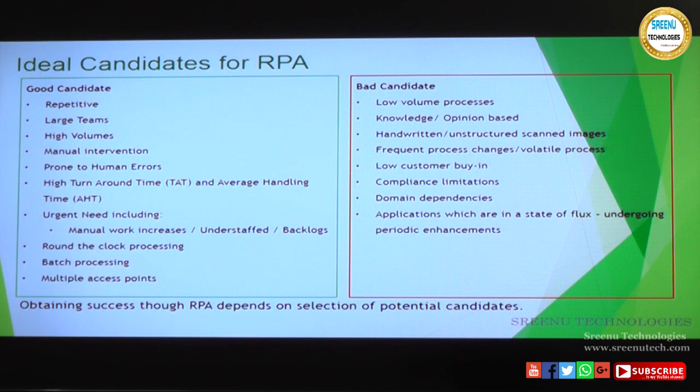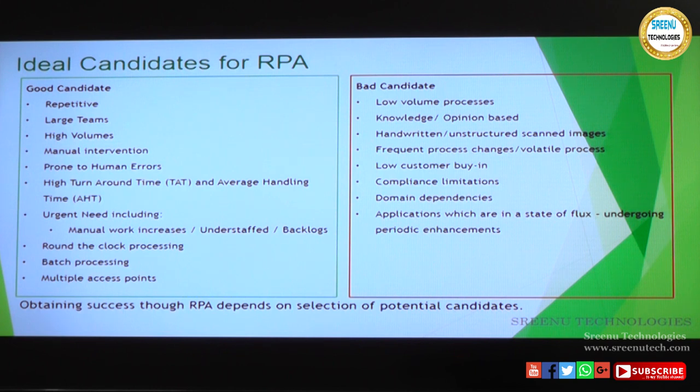And next is high volumes. I think we already covered this: if volumes are very high, RPA is no doubt the best tool. Manual intervention: when multiple manual interventions are there, where a human is required to do some processing, or is doing repetitive work, or continuously needs to monitor something, there also RPA can be employed. And prone to human errors, I already told, right? If it is a data operator typing a wrong character into the system, it will have a higher impact and cascading effects, and all of these can be eliminated with RPA.